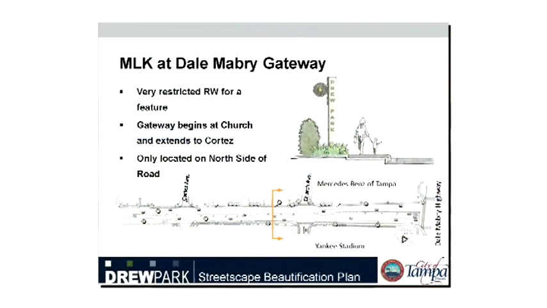But on these major streets, say at MLK, right there at Yankee Stadium between the new Mercedes-Benz, where we have a roadway with very limited access, we can provide a vertical element that brings a sense of scale and communicates a sense of identity for having arrived at Drew Park.